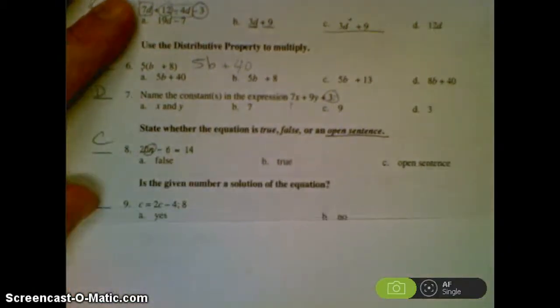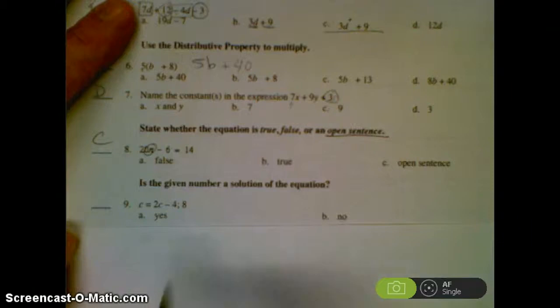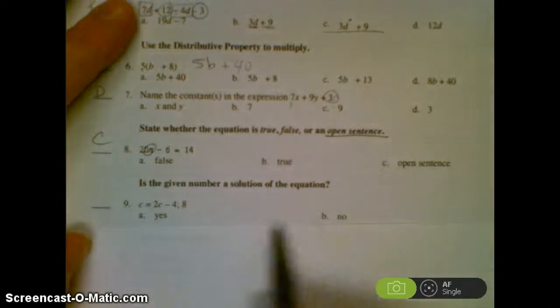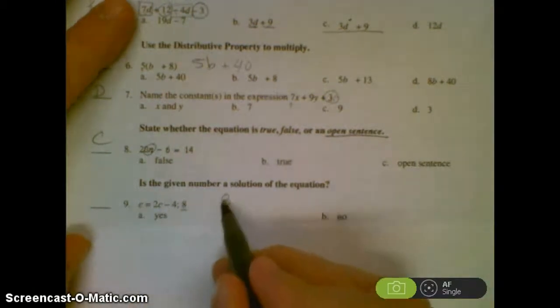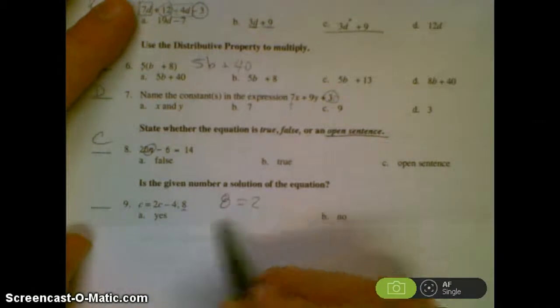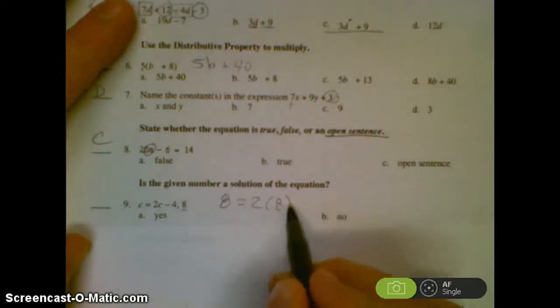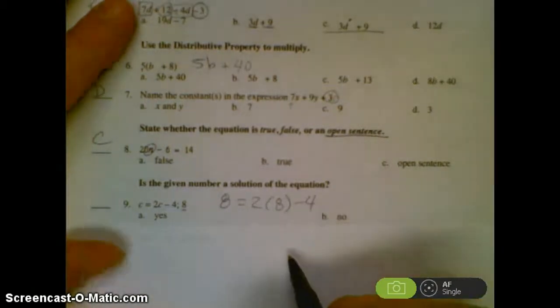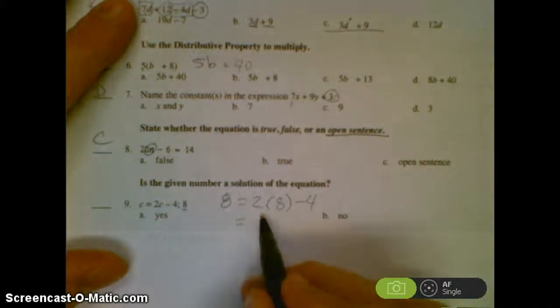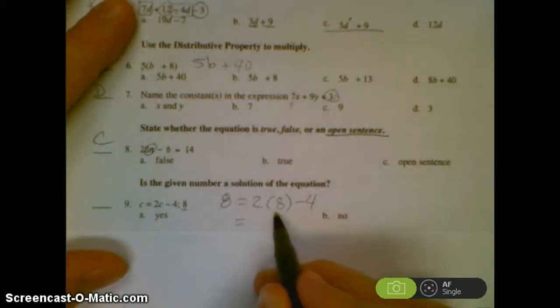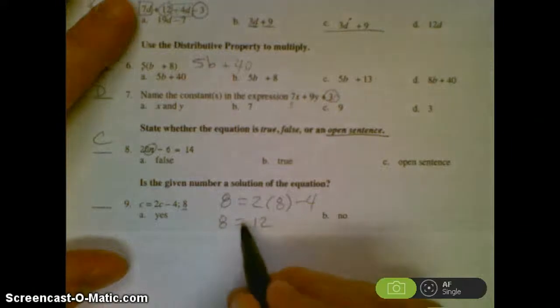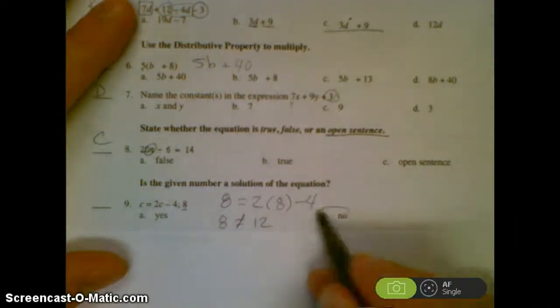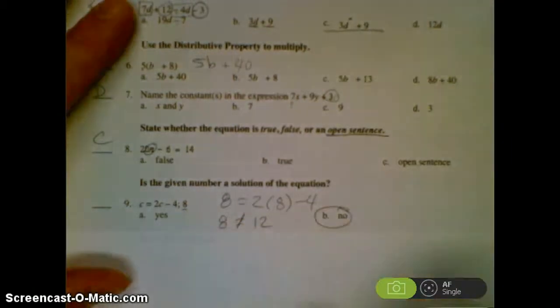Is this number a solution of the equation? Well, you got a 50-50 shot, or you could just plug in this number 8 for c. So 8 equals 2 times 8 minus 4. Is that true? Well, let's see. Does 8 equal 16? 2 times 8 is 16. 16 minus 4 is 12. 8 does not equal 12, so the answer is no. 8 is not a solution.